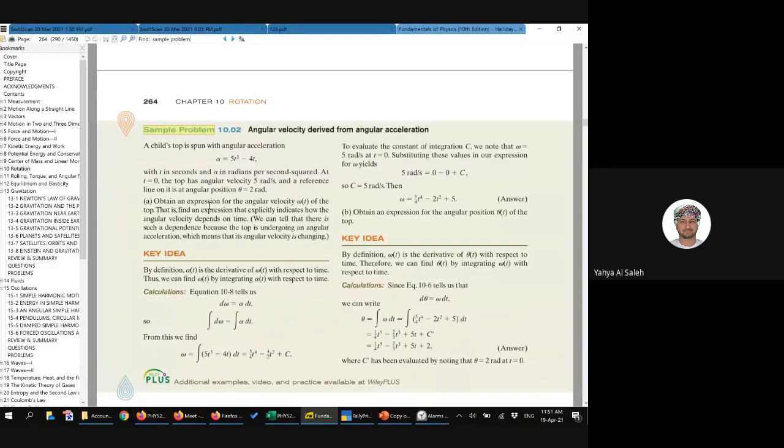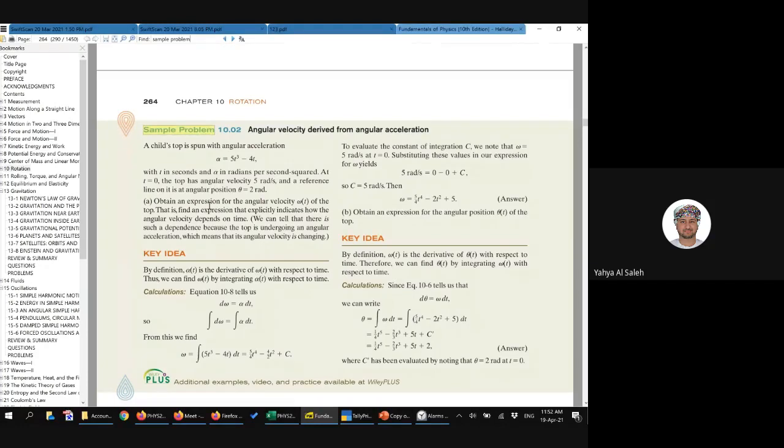A child's top is spun with angular acceleration alpha equals 5t cubed minus 4t, with t in seconds and alpha in radians per second squared. At t equals 0, the top has angular velocity 5 radians per second, and the reference line on it is at an angular position theta equals 2 radians. We want an expression for the angular velocity omega of t of the top. That is, the question says, find an expression that explicitly indicates how the angular velocity depends on time.